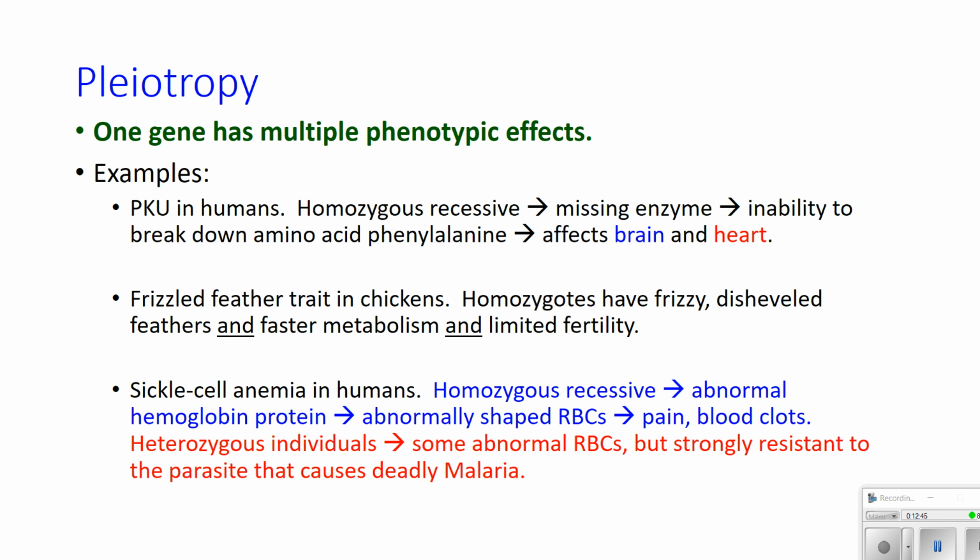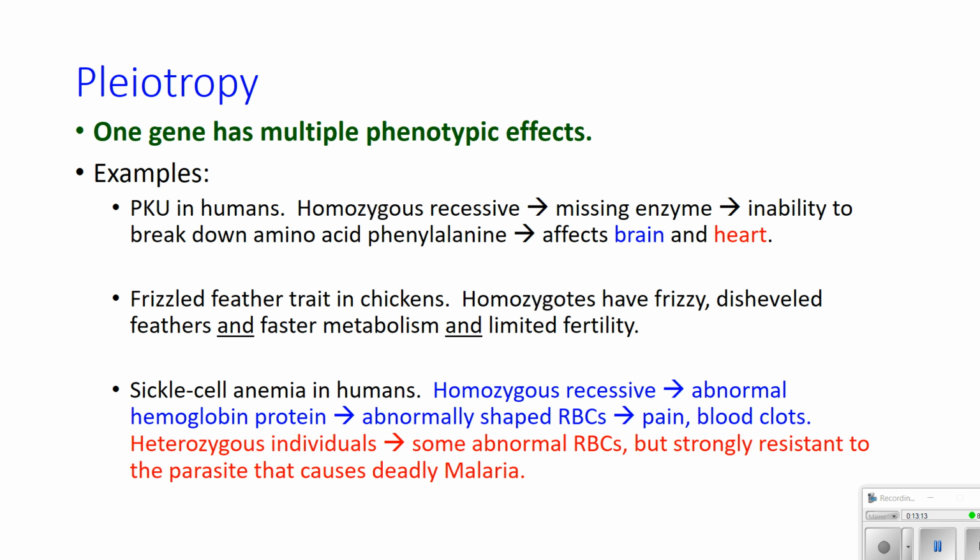But it also has another effect, especially for folks who are just heterozygous. They have one copy of this allele. Even though, if you're heterozygous and you have one sickle cell allele, you may have some abnormally shaped red blood cells, you also are resistant to malaria.